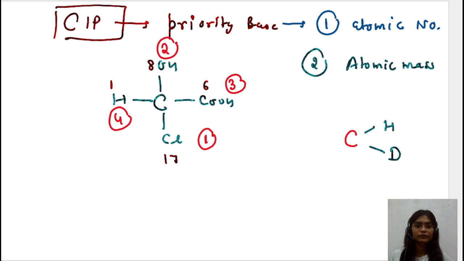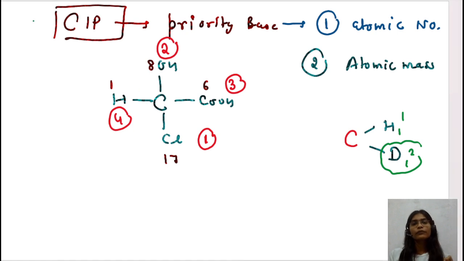Think about it. Deuterium, right? Why? If you observe the mass numbers, they are 1 and 2. So obviously deuterium has the maximum priority here. It means we have to give the maximum priority to deuterium here. So deuterium is the important part here.